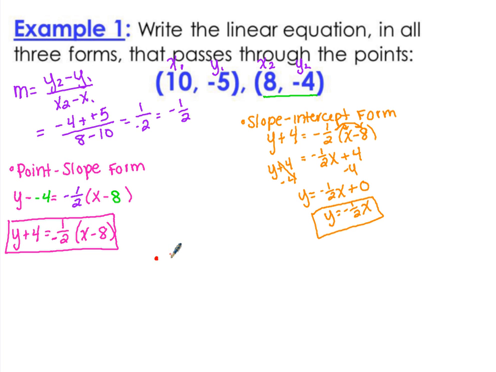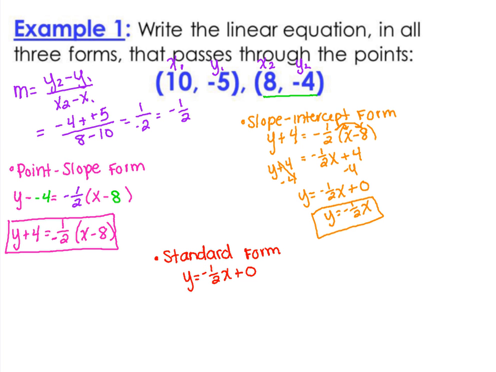And the last form is standard form. Remember, in standard form, the x term and the y term are on the left side, and you also can't have any fractions. And left over in my slope intercept form, I did have a fraction. And I'm going to go ahead and add the 0 back in there. So I did have a fraction, so now I've got to get rid of it.